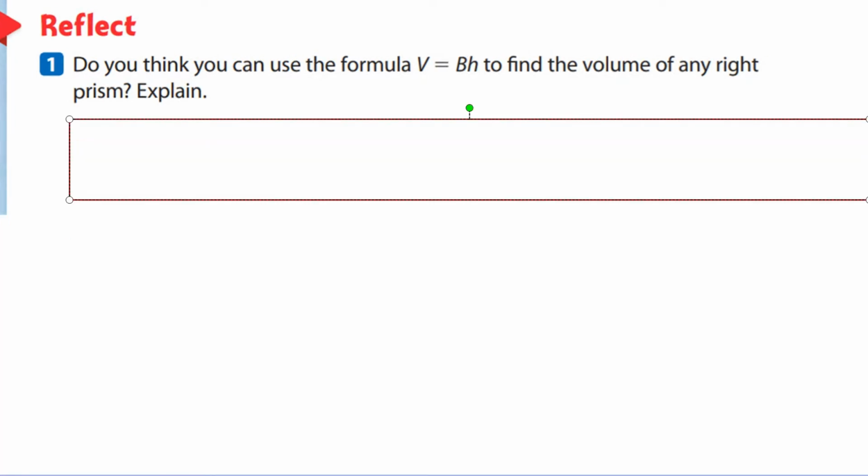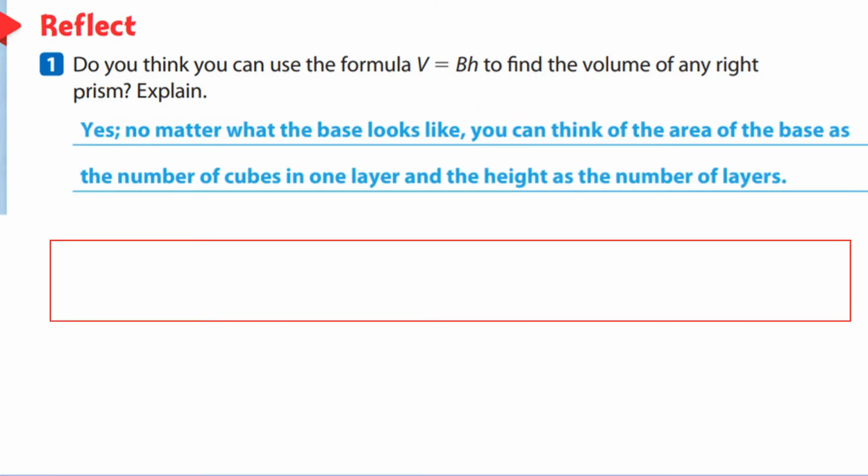And again, do you think you can use the formula volume equals base times height to find the volume of any right prism? And obviously the answer is yes. No matter what the base looks like, you can think of the area of the base as the number of cubes in one layer and the height as the number of layers. Think about that.